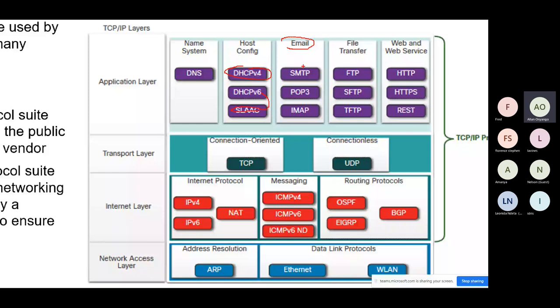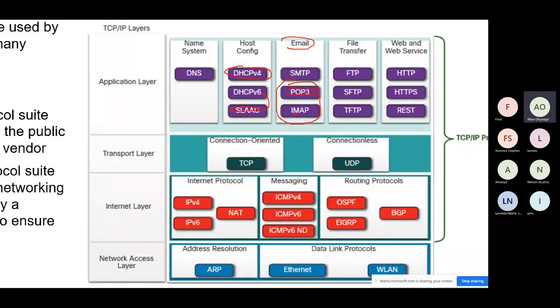Every time you send an email, you're always using a protocol called SMTP, Simple Mail Transfer Protocol. That is used for sending emails exclusively. To receive your emails and to retrieve them, we have two more protocols here: POP3, which means Post Office Protocol, version 3, and IMAP, which is Internet Message Access Protocol.